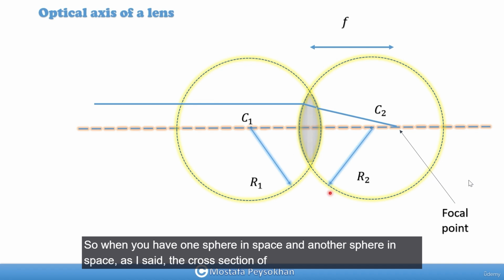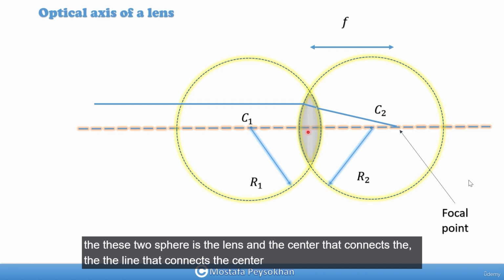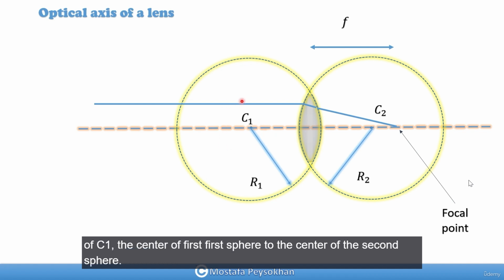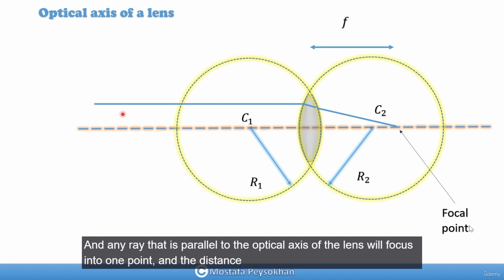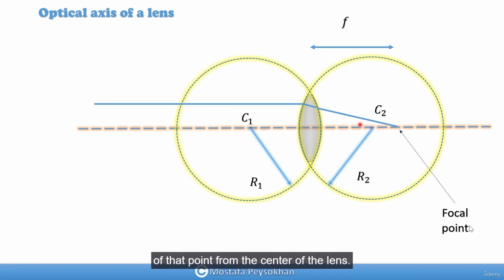So when you have one sphere in space and another sphere in space, as I said, the cross section of these two spheres is a lens, and the line that connects the center C1, the center of the first sphere, to the center of the second sphere, that line we call the optical axis of the lens. And any ray that is parallel to the optical axis of the lens will focus into one point, and the distance of that point from the center of the lens we call f, or focal length of the lens.